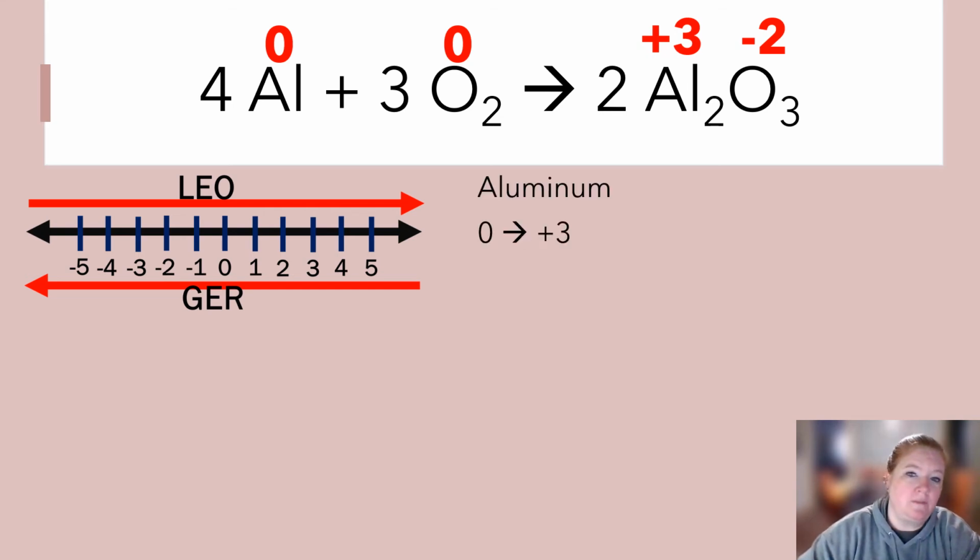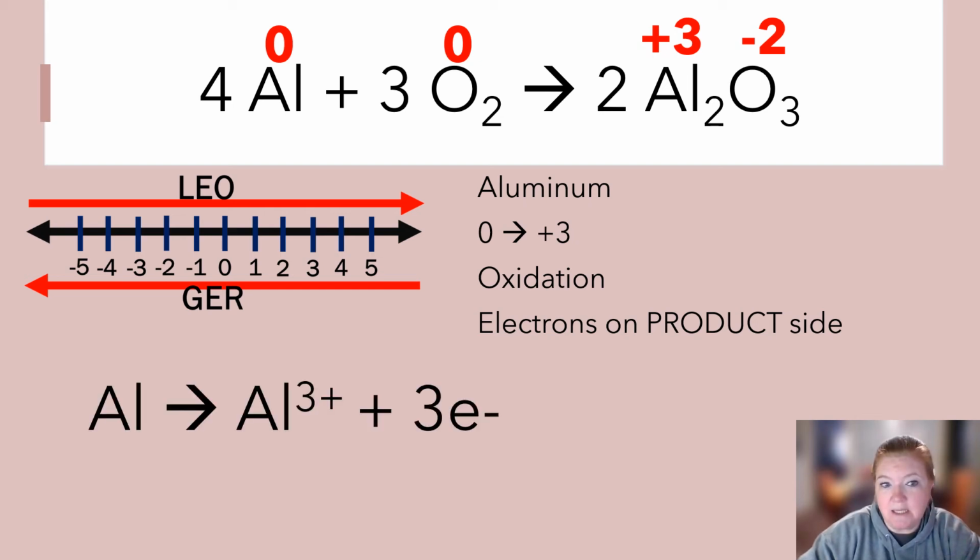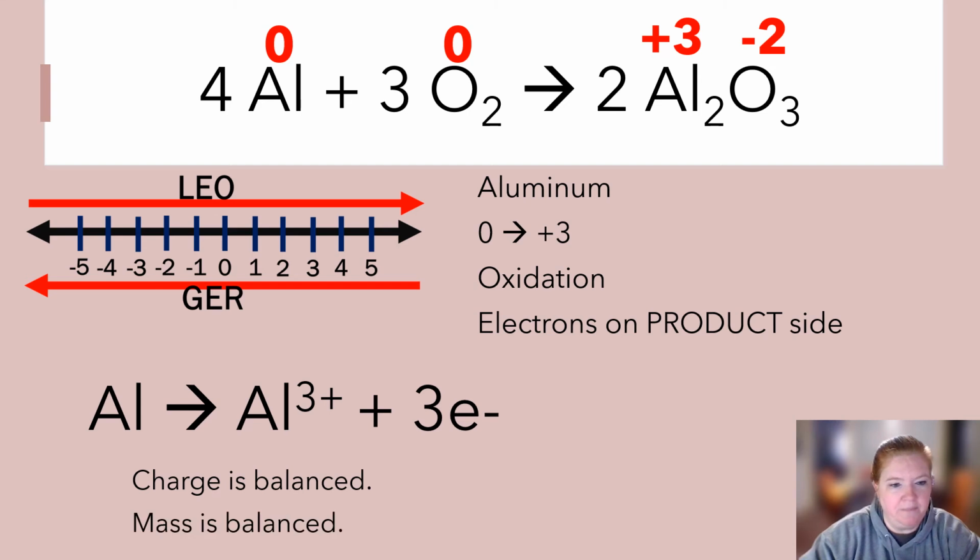Well, aluminum changed from 0 to +3. So when we look at that on our number line, that follows oxidation. The electrons belong on the product side because, remember, from 0 to +3, that's the way the electrons point. So we get this as our half reaction. 3 electrons because we moved 3 spots on the number line. Charge is balanced. Beautiful. Mass is balanced. Beautiful.